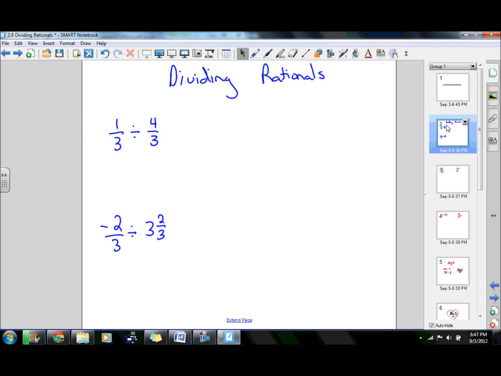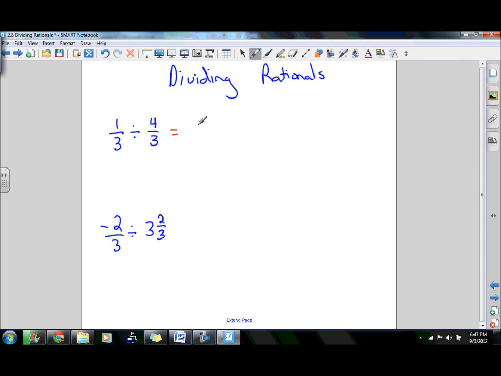Okay. Dividing rationals starts with fractions. We have two fractions together, and we can't do this problem, except we can turn it into a multiplication problem by flipping the second fraction. I hope that rings a bell somewhere. Flip the second fraction. Then we just multiply across.